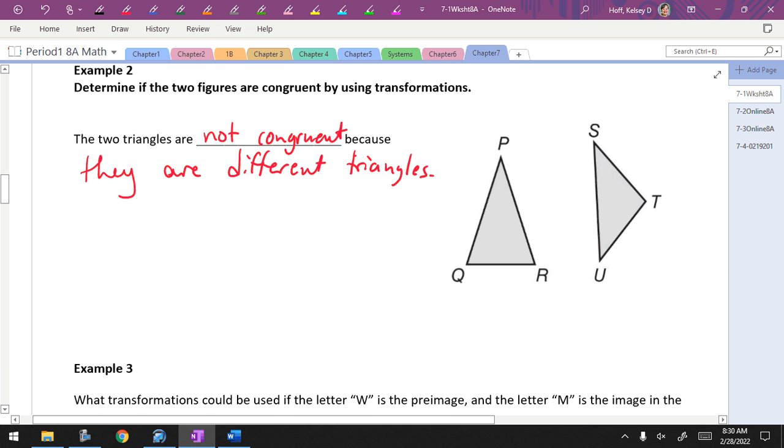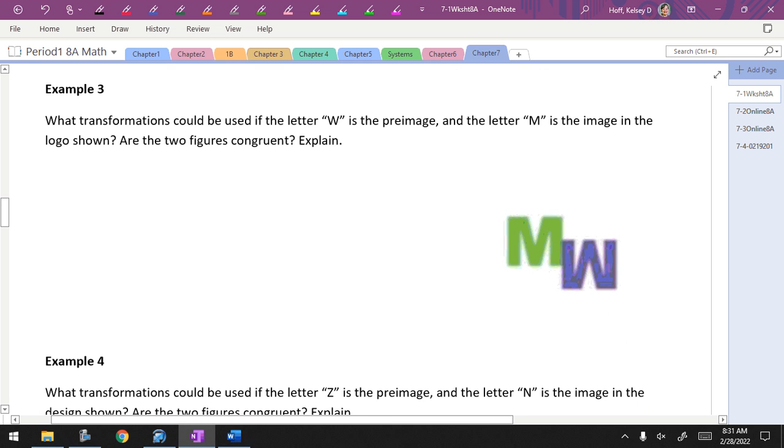Okay, ready for example 3? What transformation could be used if W is the preimage? This is where we start. We start with W, and M is the image in the logo shown. Are the two figures congruent? So if I start with W, can I do something to W to get it to match up to M? Jack, what do you think you could do? Rotate it? Yes? I would agree with him, don't you think? Yeah. If I like put a dot right here, well, maybe I even put it on the bottom of my, or the top of my W, and I spun this around, it would look like an M like this, right? If I spun it this way.